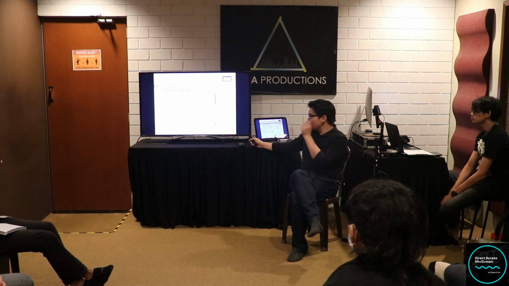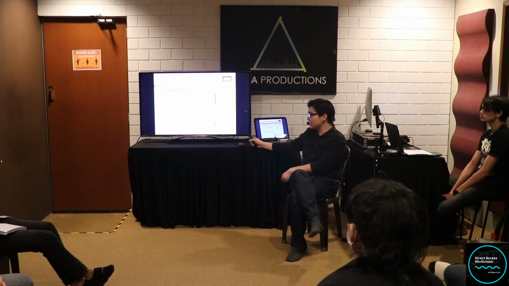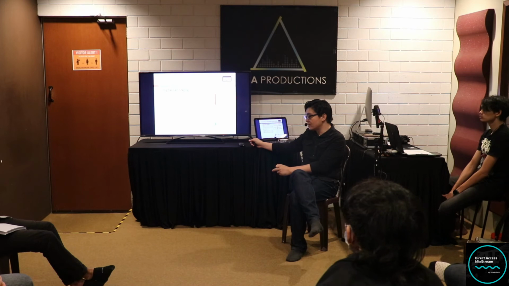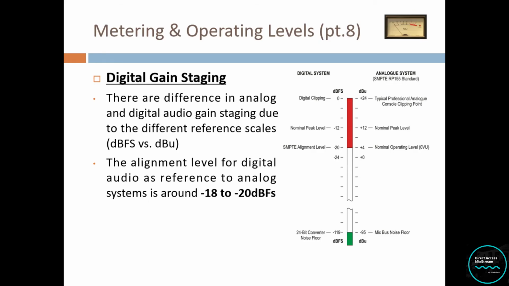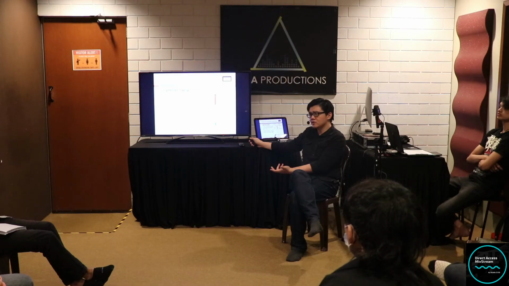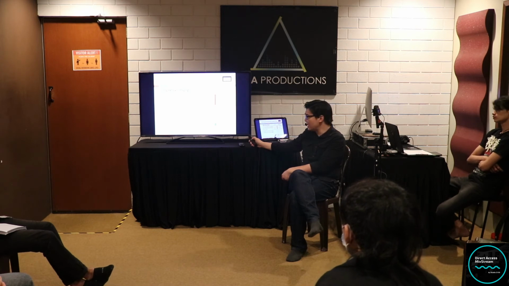Now, this alignment level is very important. The thing you want to remember is that the alignment level for digital audio, as a reference to analog systems, is around minus 18 to minus 20 dBFS. Why minus 18? Because it depends on what organization or standard you refer to. As I mentioned, SMPTE uses minus 20. EBU, I think, uses slightly different, the BBC will use a different one, and broadcasting organizations will probably use a different one. But the important thing to know is it's between minus 18 and minus 20 dBFS.